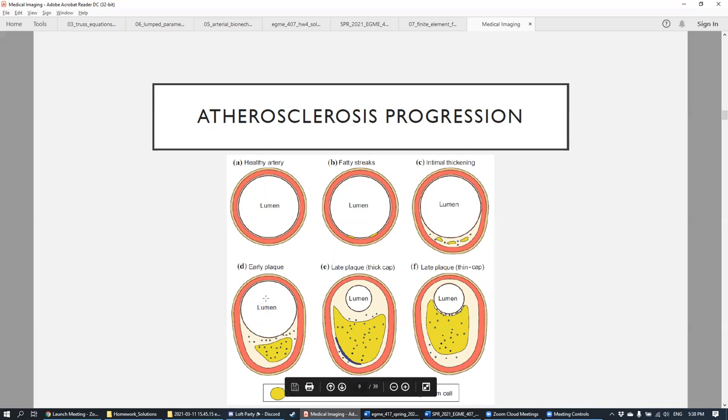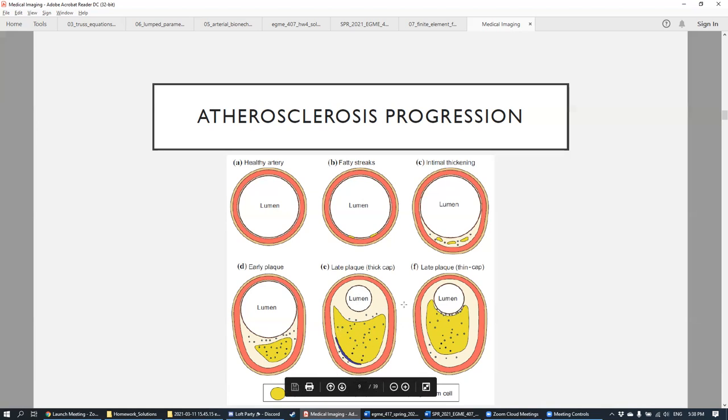That progresses here, in this stage they call early plaque. It's only at the point when the vessel can't grow out anymore that additional plaque starts to impede actual blood flow. This is when the fat grows out so much that blood flow starts to be impeded.